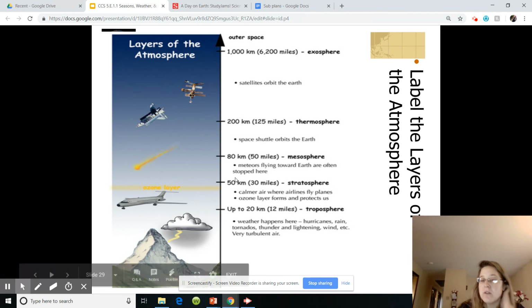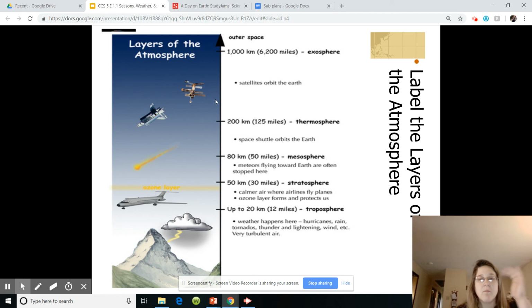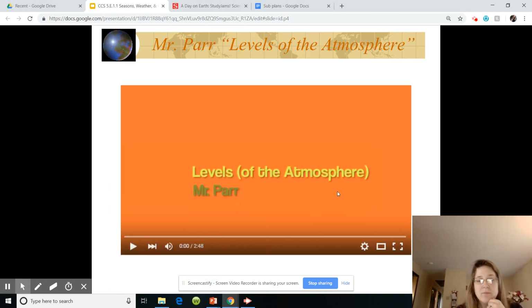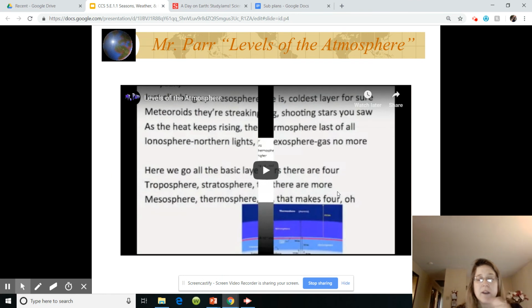You'll notice that they're closer here. The troposphere and the stratosphere are closer. And then as you get up, they get more and more spread out. So not a big deal. You do not need to write this down. And we're going to stop here, and we'll pick up this video tomorrow. Or if you have more time, then the sub can play the next video, but we're going to stop right here.